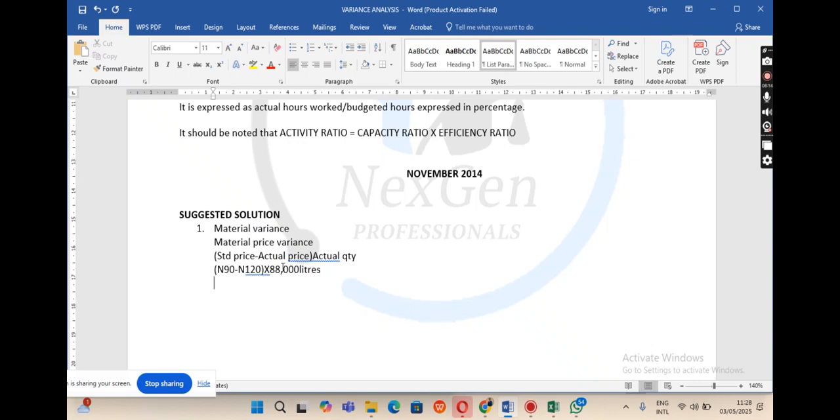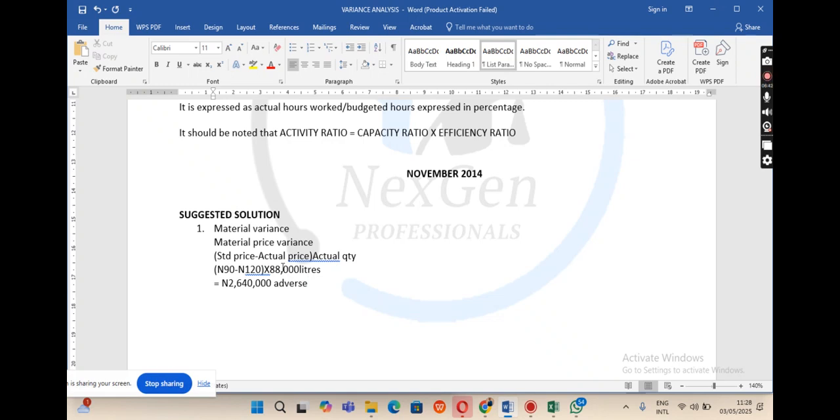So we already say this is adverse. Adverse of what? What is the adverse? When you multiply and everything, what is the adverse? 2,640,000. 2,640,000 adverse. Right? Adverse.